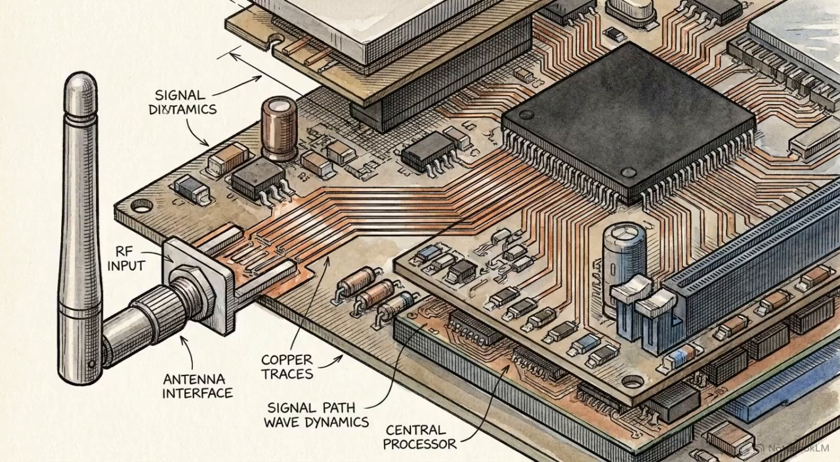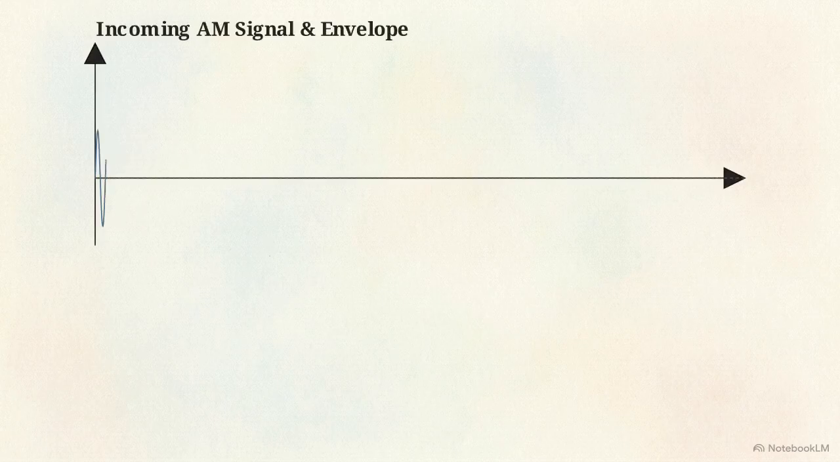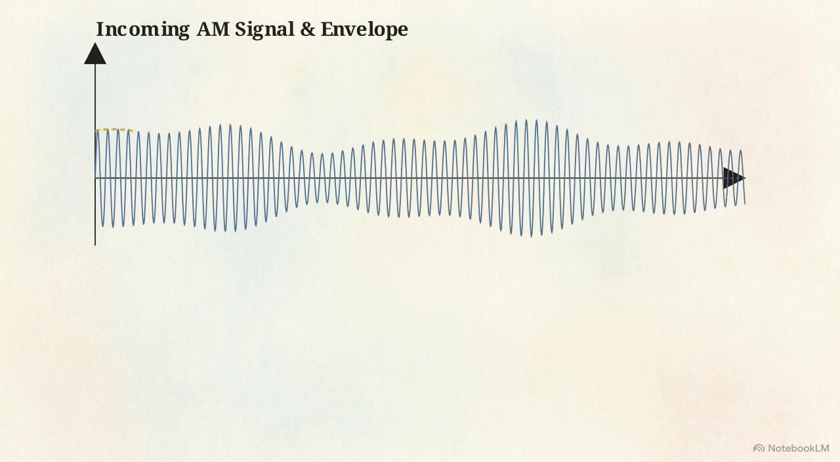Once that distorted wave enters the hardware, the receiver's internal architecture determines the outcome. The circuitry will either allow this environmental chaos to destroy the data or mathematically erase it. An amplitude modulation, or AM, receiver operates by tracking the vertical limits of the incoming signal. It extracts information by continuously tracing the linear variations in the wave's peaks, a boundary known as the envelope.